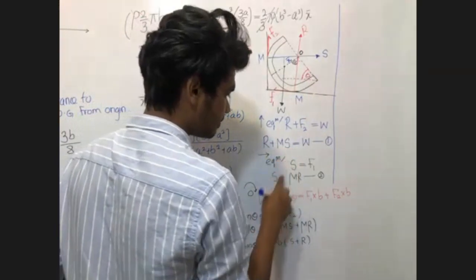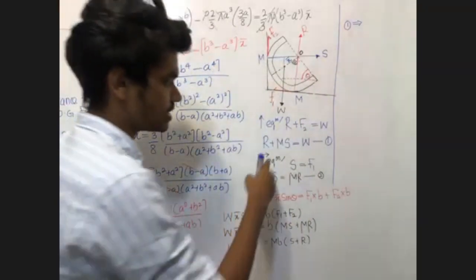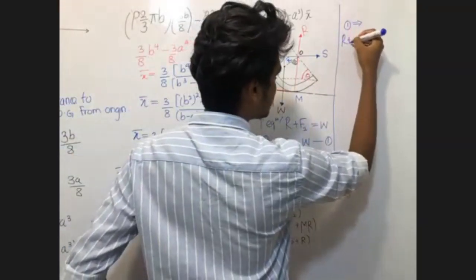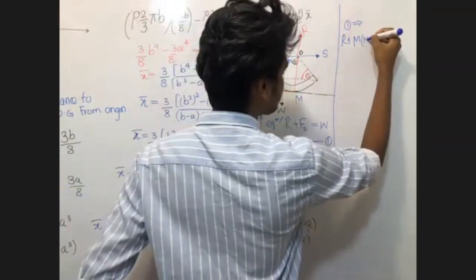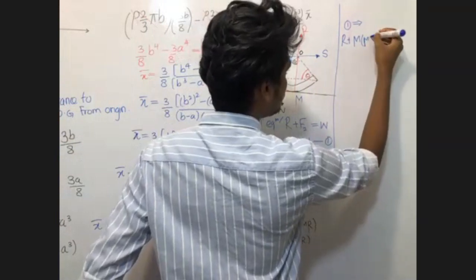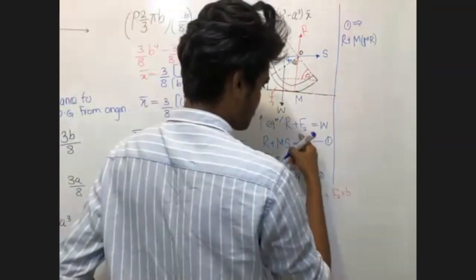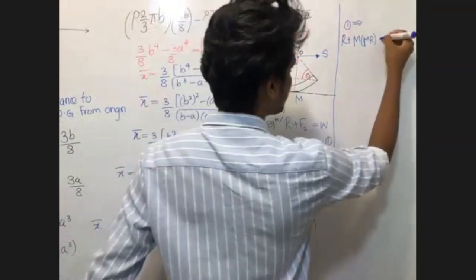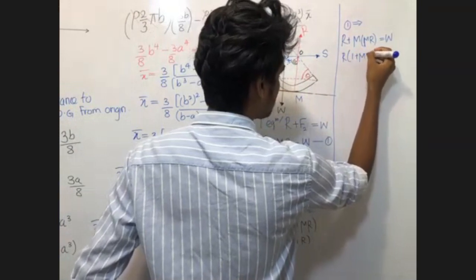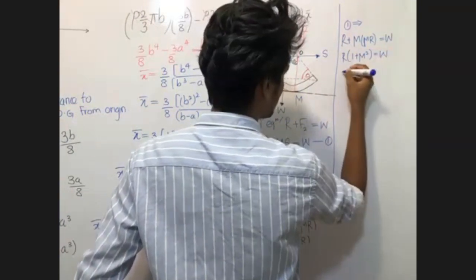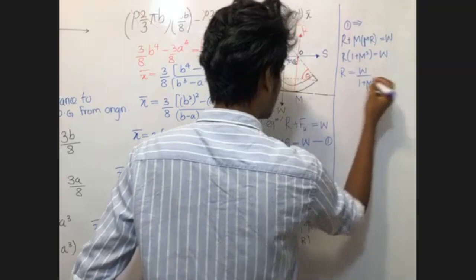Instead of S, what can you write? From the first equation, what is the first equation? R plus mu S. Instead of S, what can you write? Once again, mu R. Mu R is equal to W. So R, when you take out 1 plus mu squared, is equal to W. R is equal to W over 1 plus mu squared.